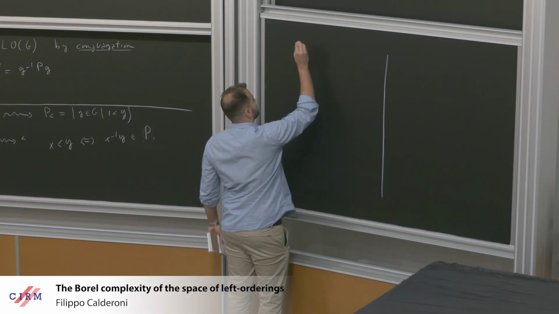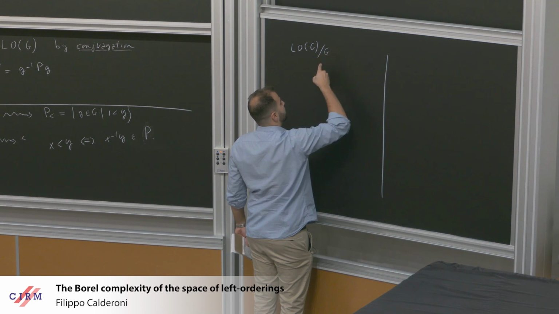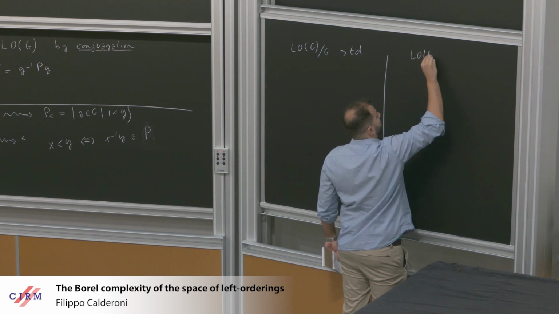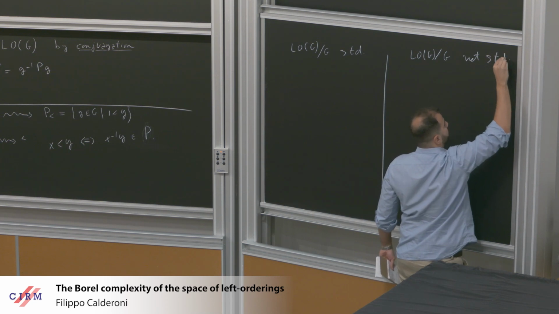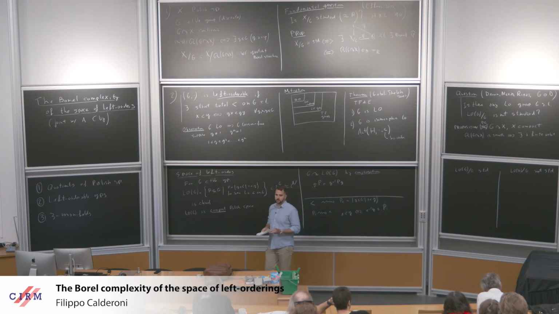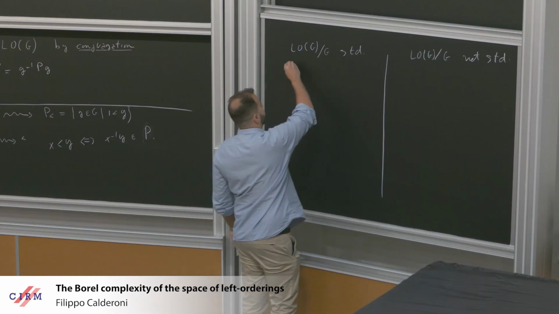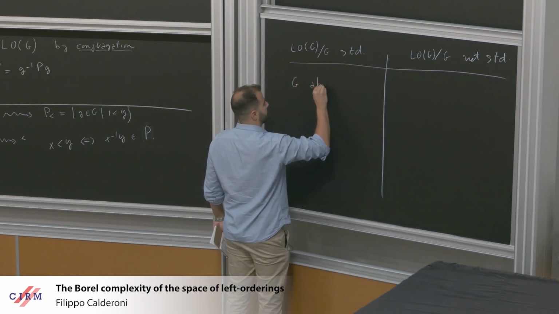So let me draw this diagram. Here I'm writing groups for which the quotient space is standard, and groups for which LO(G) mod G is not standard. So one situation for which the quotient space is obviously standard is for abelian groups. And the reason is just because conjugation doesn't do anything. So for those cases, the orbit equivalence relation is just the identity. So I write G abelian.